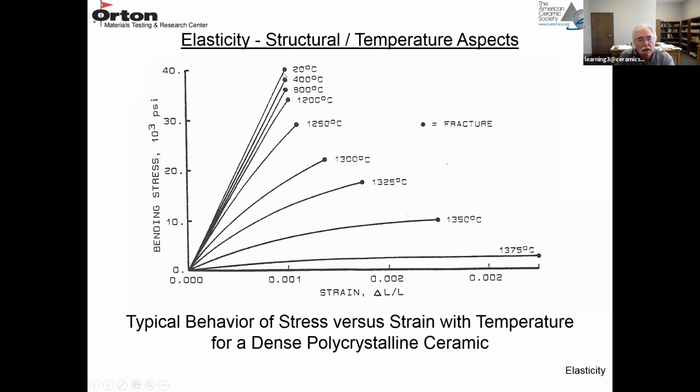And the solid dots are where fracture takes place. So two things are happening here. As you increase the temperature, it becomes more nonlinear and the strength goes down. So by the time you get up to 1250, 1300, 1325, you can see these curves are bending over. The materials exhibit some type of plastic deformation. At 1350, it's bent over even more, and at 1375, it's pretty much horizontal. It's just deforming until it finally fractures. And so these delta L over L's, this is 0.002.